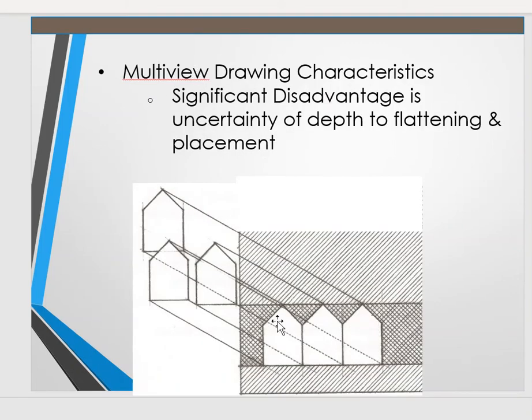So like it says, when we try to create something a little bit three-dimensional, these multi-view drawing characteristics have a significant disadvantage: uncertainty in the depth from flattening them out in their placements. So when we have just a flat drawing, if we can project, we can stretch this out and elongate it, creating a three-dimensional looking object.